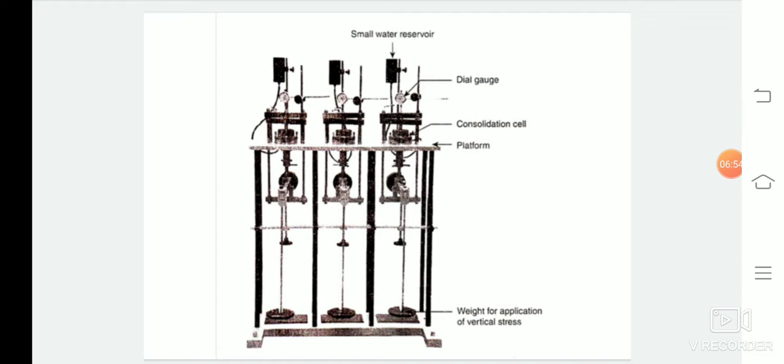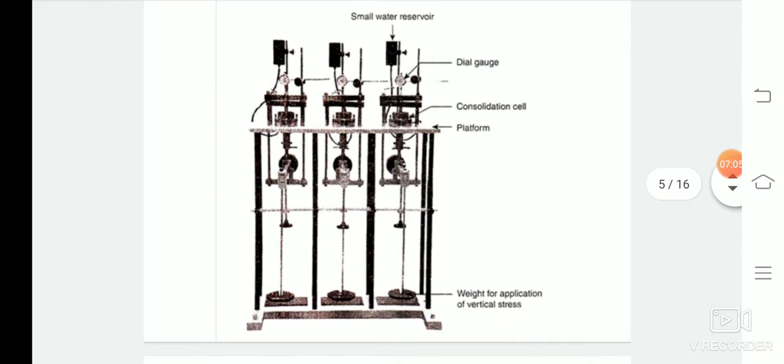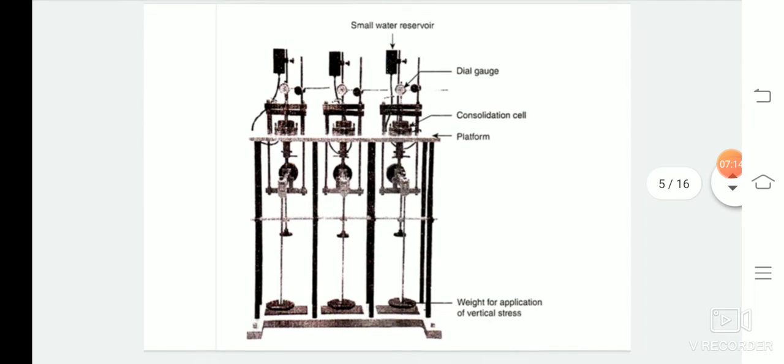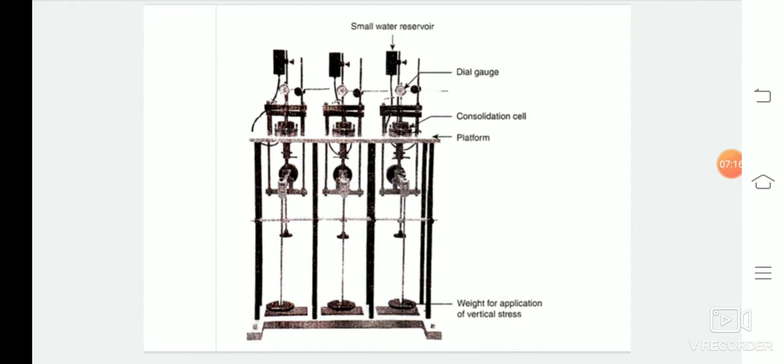So each load increment is maintained and dial gauge readings are normally taken for 24 hours or until the consolidation of the soil specimen is completed, as indicated by the negligible difference in successive dial gauge readings, whichever is later. The final dial gauge reading is taken just before the next load increment is applied. After this, the next load increment is applied and the dial gauge readings are taken as in the previous load increment.